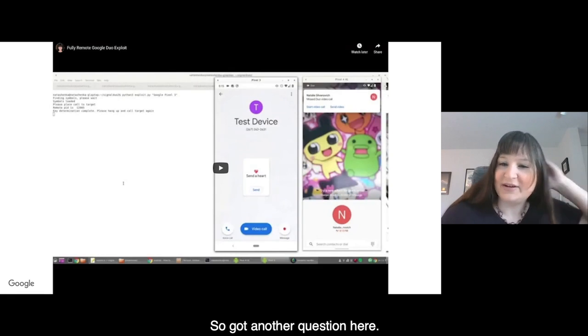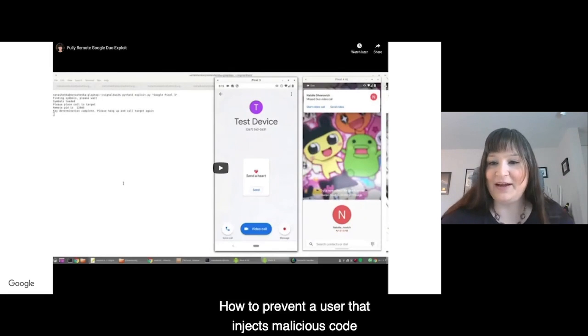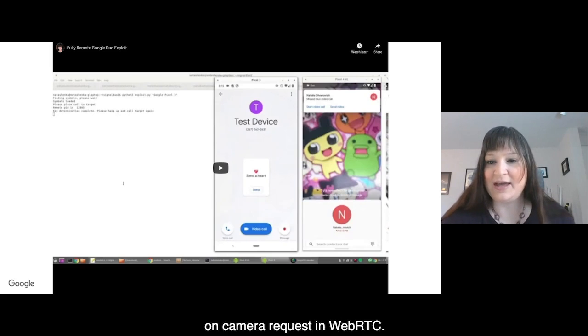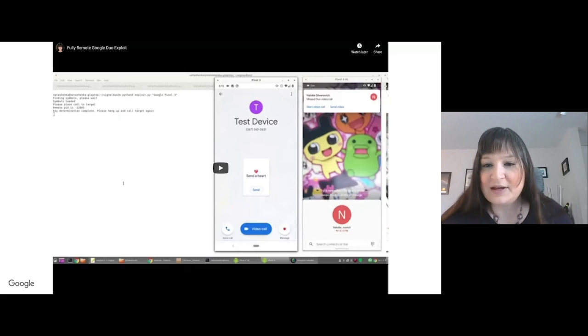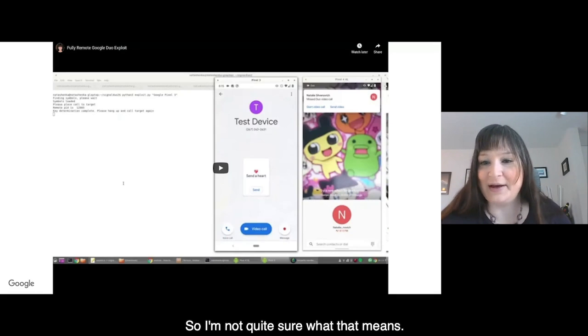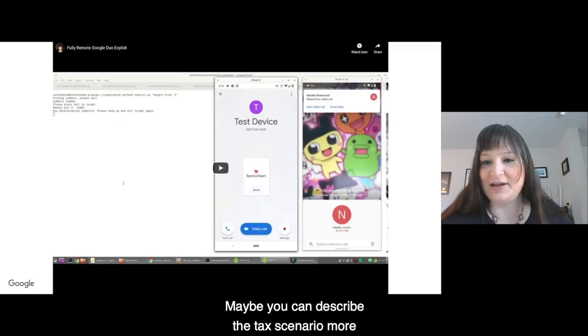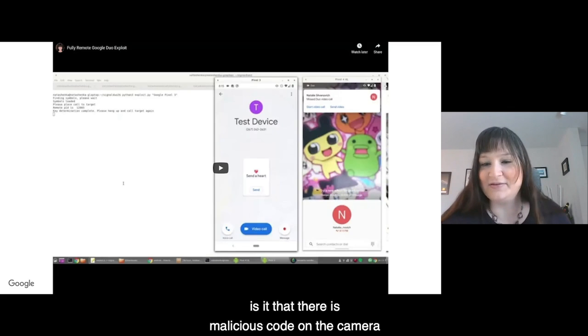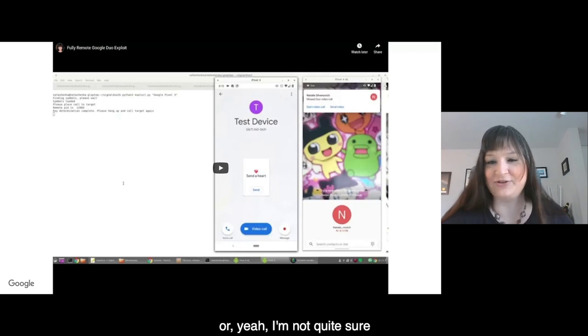So I've got another question here. How to prevent a user that injects malicious code on camera request in WebRTC? So I'm not quite sure what that means. Maybe you can describe the attack scenario more. Is it that there is malicious code on the camera? I'm not quite sure what you mean there.